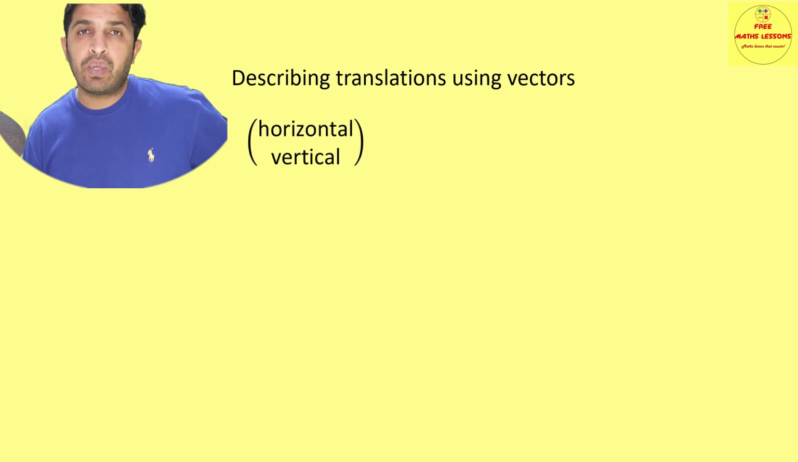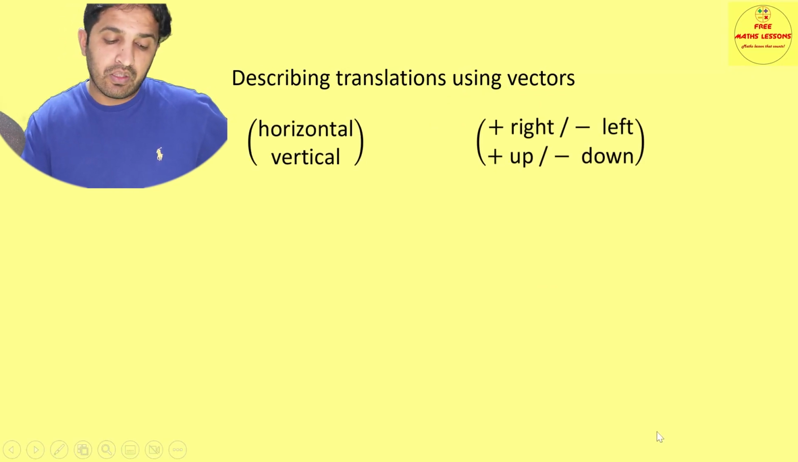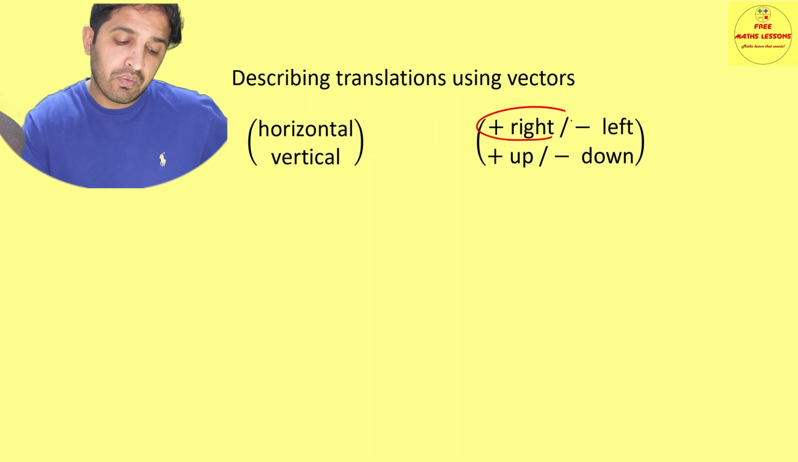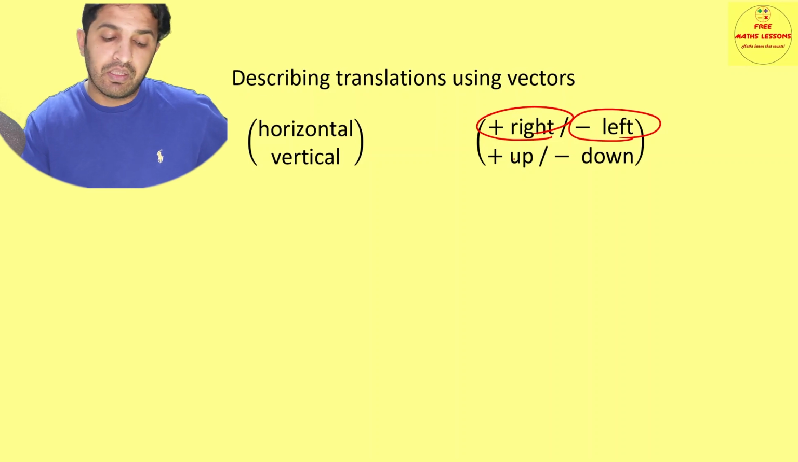What is a translation vector? In the translation vector, you write down the horizontal distance that you're moving, so anything that you're moving across, left or right. If you go right, it will be a positive number, and if you go left, it would be a negative number. If we go up, it would be a positive number, and if you go down, it would be a negative number.